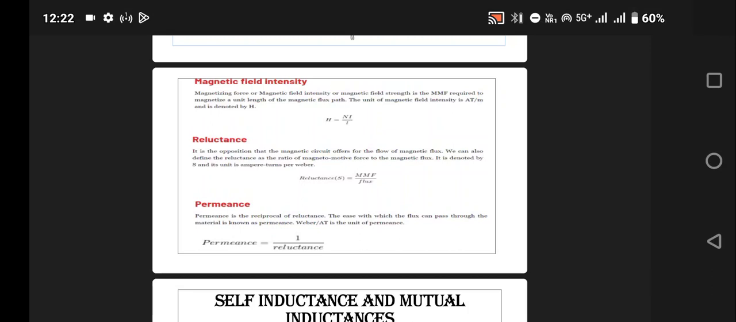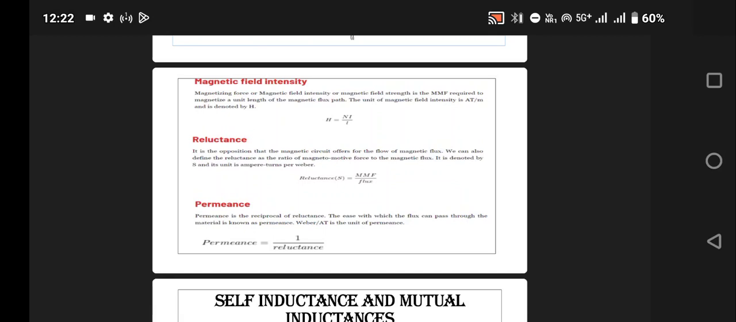The definition of magnetic field intensity. Magnetizing force, or magnetic field intensity, or magnetic field strength, is the MMF required to magnetize a unit length of the magnetic flux path. The unit is ampere turns per meter. It is denoted by H. The formula is N into I divided by l.